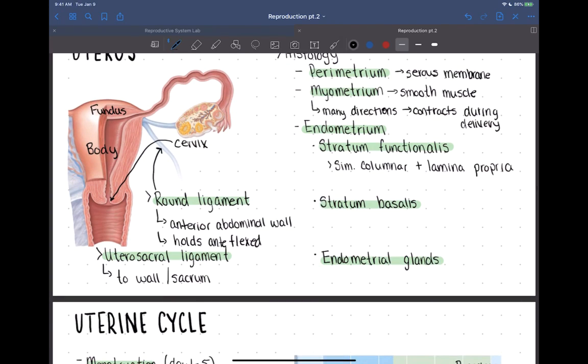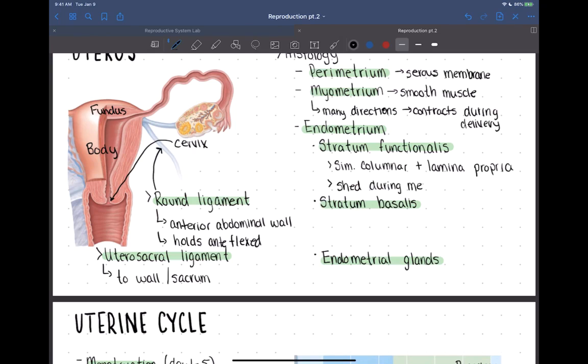So the innermost that would contain the epithelium is the stratum functionalis, and it contains simple columnar tissue, and the lamina propria underneath it. And so it's a pretty thick layer of lamina propria. And we can tell that we're looking at the stratum functionalis when we're talking about the menstrual phase. And that's because this is the layer of the endometrium that is shed during menstruation.